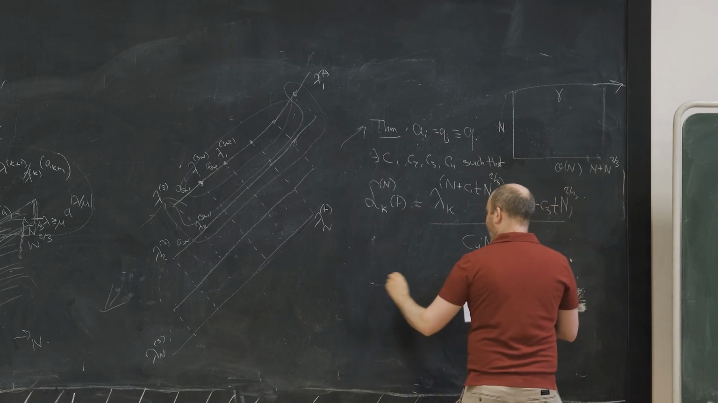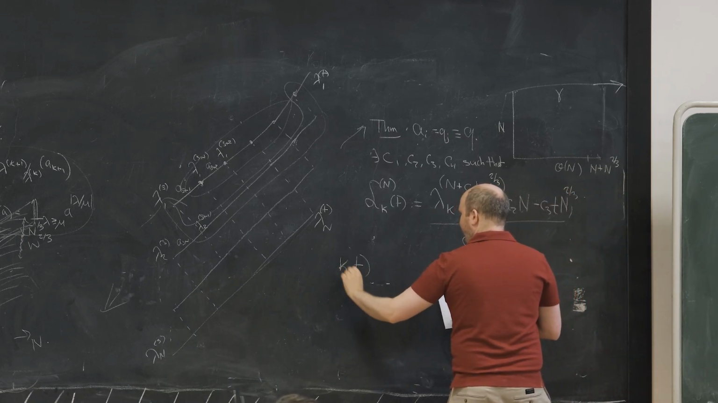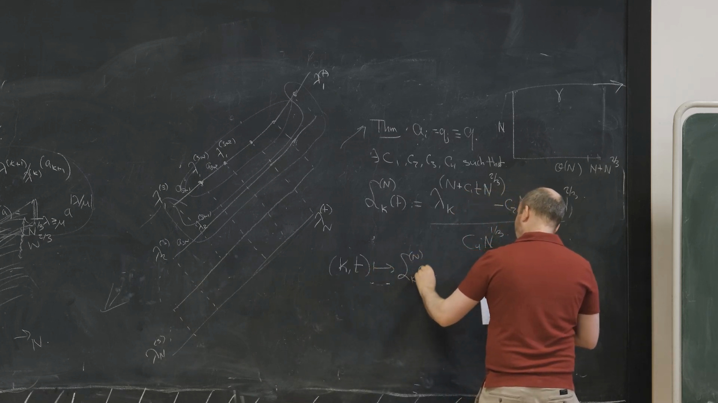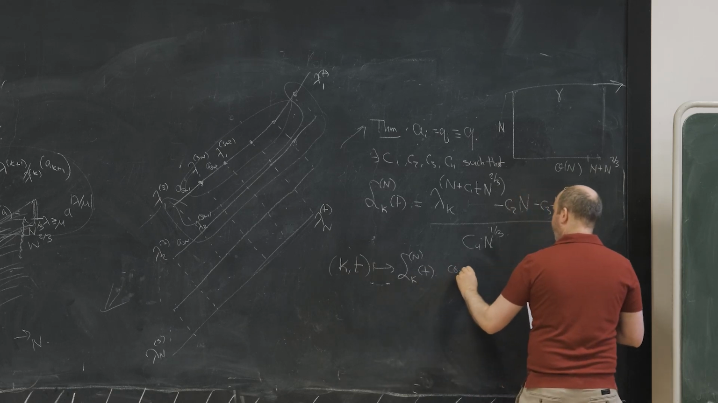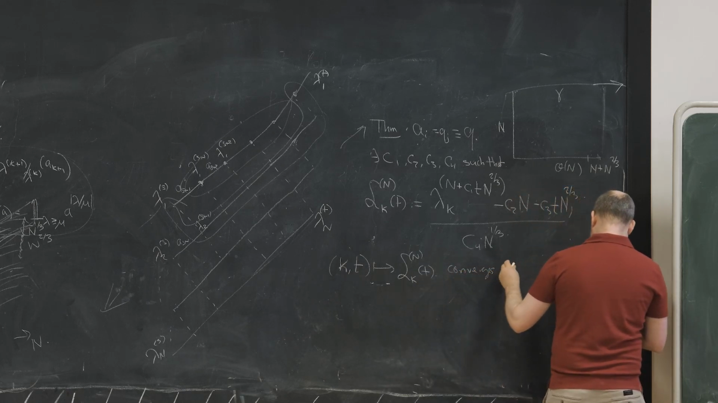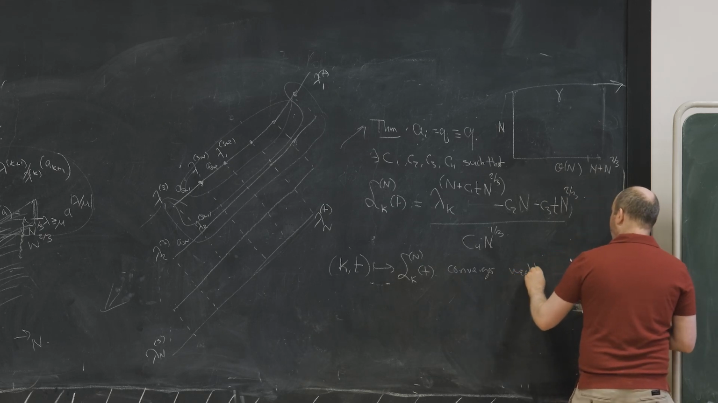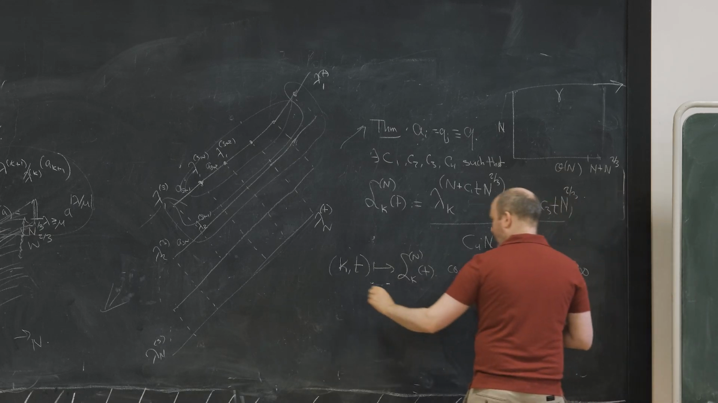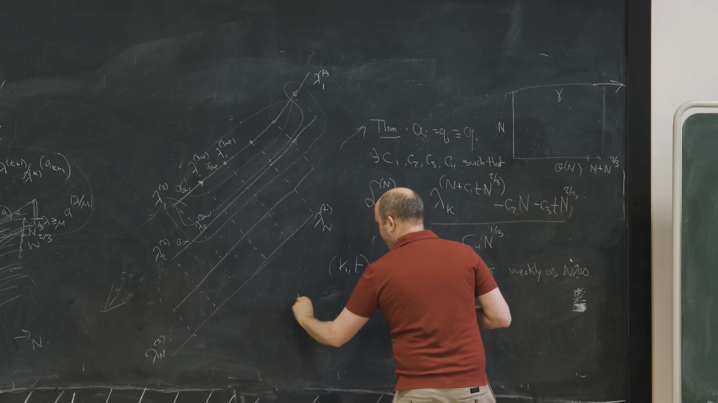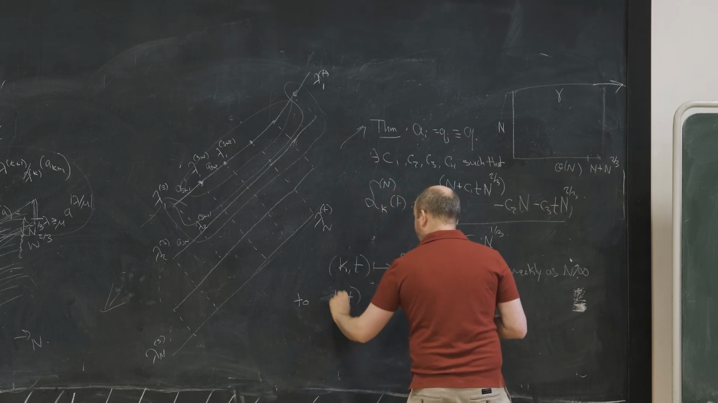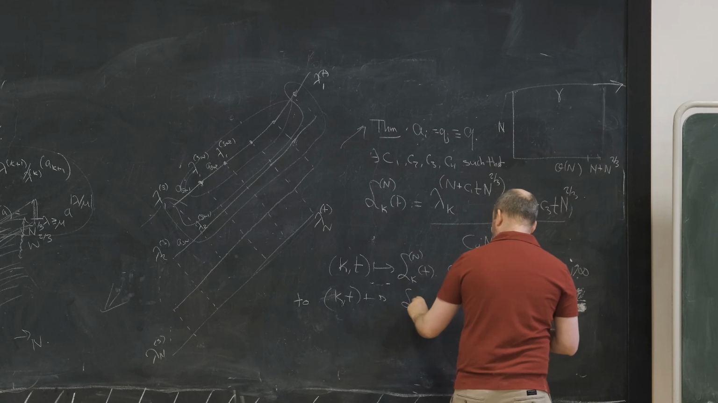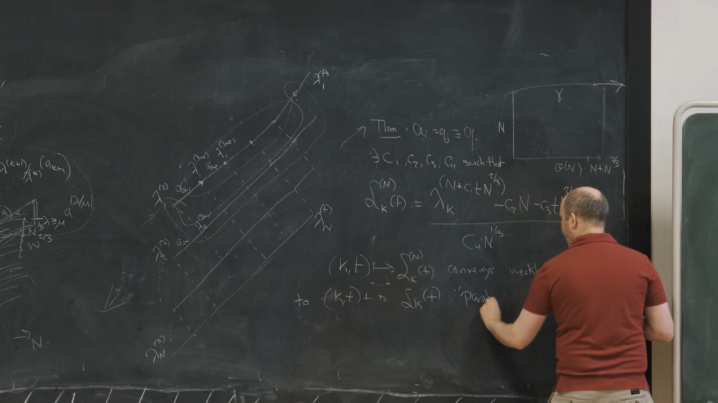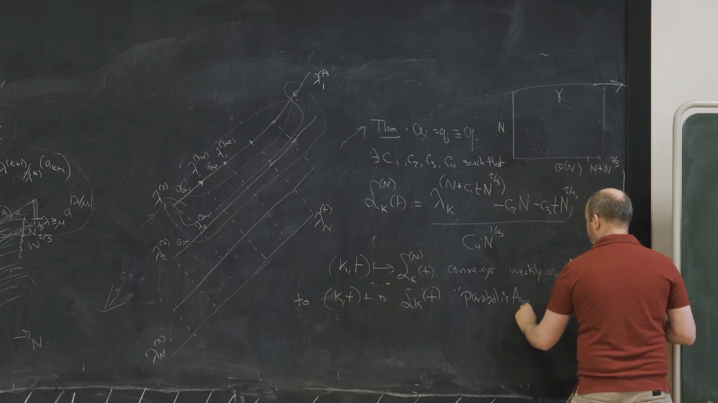The claim is that this, the process, kt maps to ln kt, converges weakly. So in the local uniform topology, as n goes to infinity, to a continuous process, kt maps to, I'll call this L, kt, which is called the parabolic Airy line ensemble.